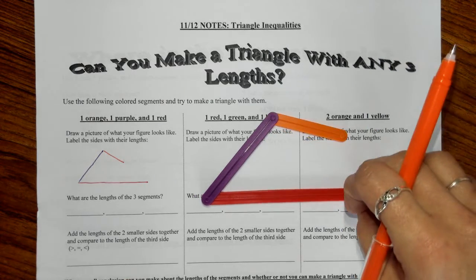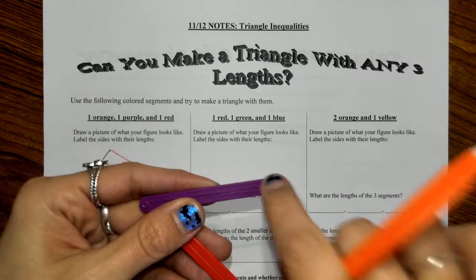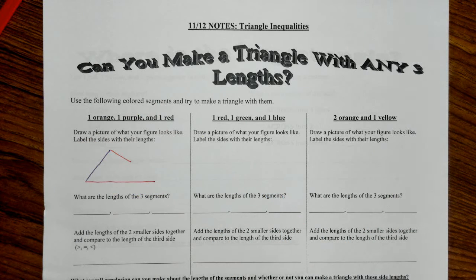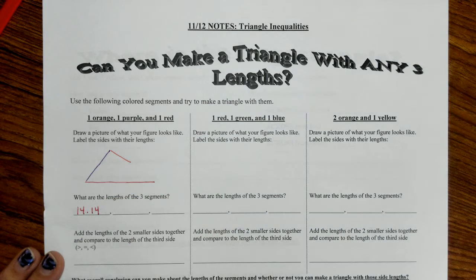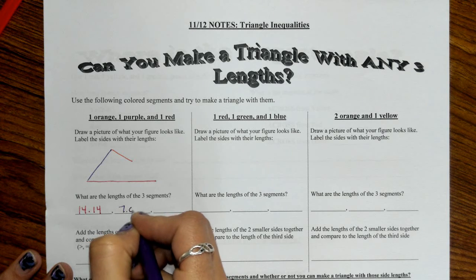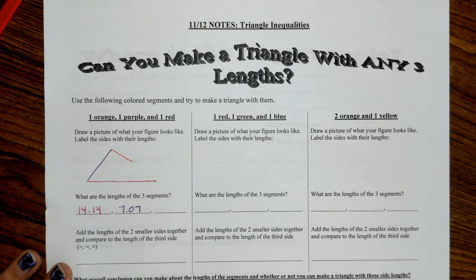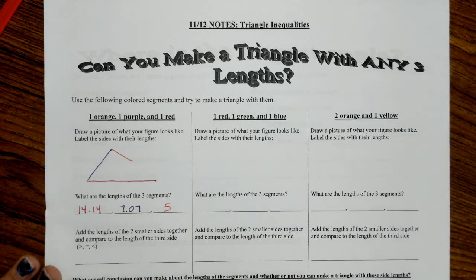The old angles that I used to use at my old school would actually have engraved right here how long these were in centimeters, but unfortunately these do not. So I'm going to go ahead and give these to you. These are all in centimeters. The red right here was 14.14, so 14 and 14 hundredths. The purple was 7 and 7 hundredths centimeters, and the orange was a flat out 5 centimeters.